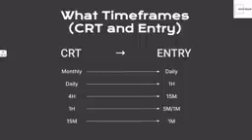If your CRT is coming from a 4-hour chart, the entries must come from the 15-minute. If the CRT is forming on the 1 hour, your entries will happen on the 5-minute or 1 minute. And if you're using the 15-minute to draw out your CRTs, your entries will perform on the 1 minute. Understanding this is key. You cannot be drawing CRTs on the 4-hour and executing on the 1 minute. That is how you will lose. Align yourself properly and you'll succeed much quicker.